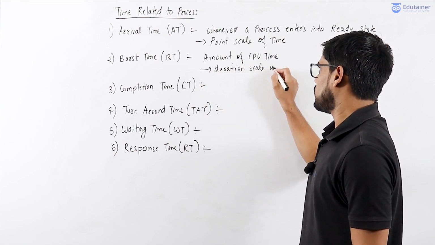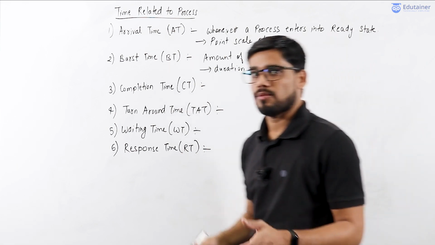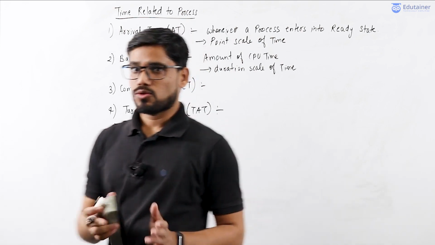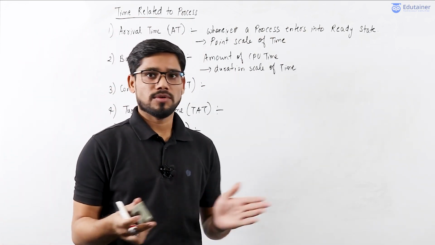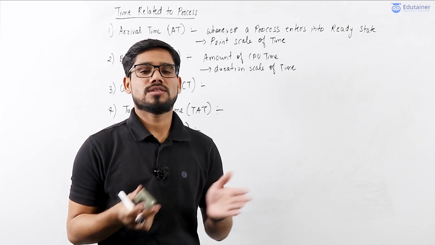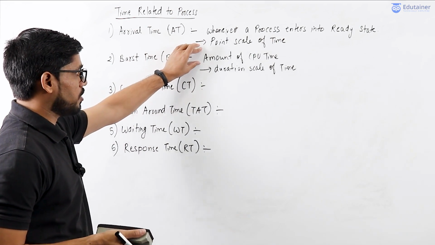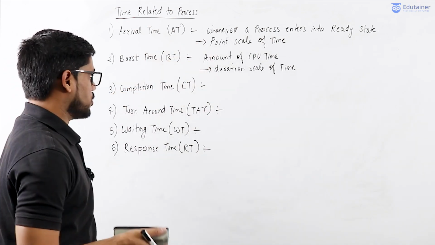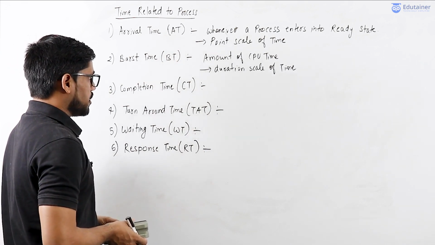For example, let's say a process runs from 10 a.m. to 11 a.m. So exactly how much time did the process need, its burst time? Exactly 1 hour. So 1 hour is nothing but a duration. So burst time is the amount of CPU time required to run a process, and it is a duration scale of time. The next one is completion time.